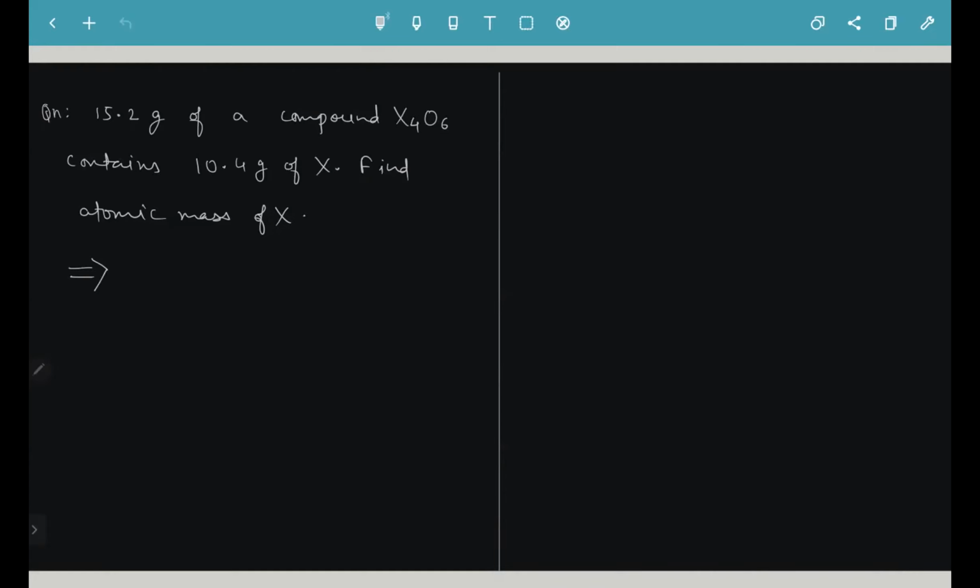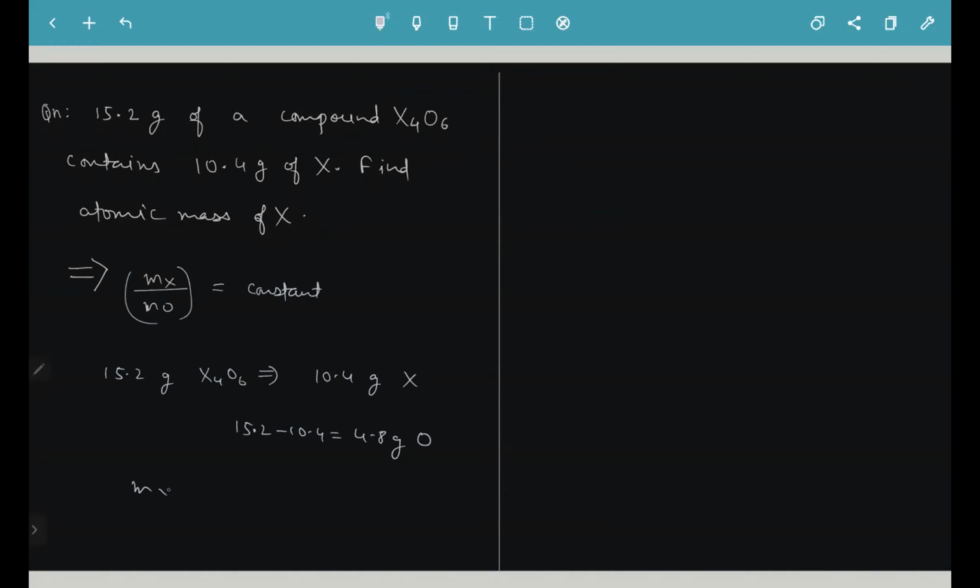Now, how to use the law of constant proportion to solve this? You can say that the mass of X upon mass of oxygen in the compound will be a constant. The ratio of masses of X and oxygen will be a constant. Now it is given that 15.2 gram X4O6 has 10.4 grams X. The remaining will be oxygen. How much oxygen will there be? 15.2 minus 10.4 is equal to 4.8 grams oxygen.